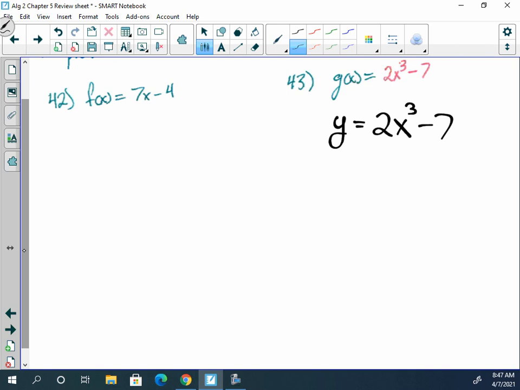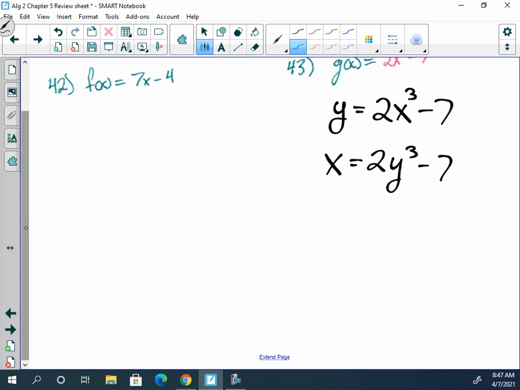Now, our next step was to switch x and y. Because if we're finding the inverse, we're really switching the input and output of the actual function, so we're switching the x and y. And now we need to get y by itself. Now, whenever we do this, the order of how we look at trying to get y by itself is going to go addition, subtraction, multiplication, division. Powers and roots are always last.